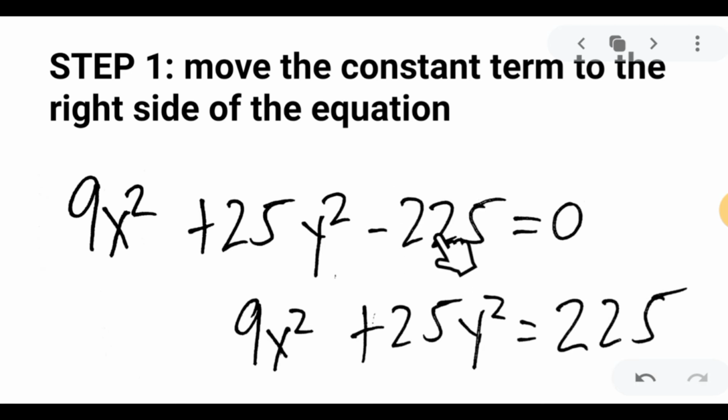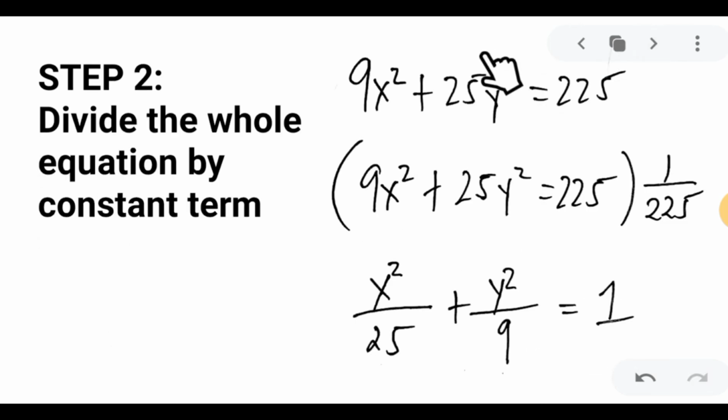This is the constant term, the value or the numerical magnitude that does not have the variable. Moving that to the right side of the equation will change the sign into positive. So that will be 9x squared plus 25y squared equals 225. And then step 2, divide the whole equation by the constant term, which is 1 over 225.